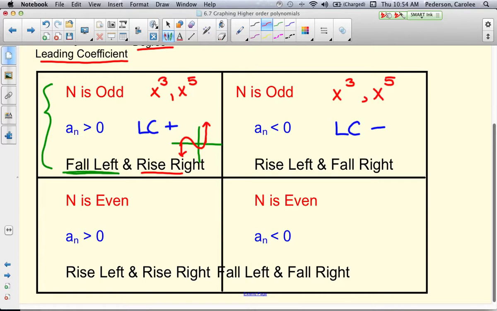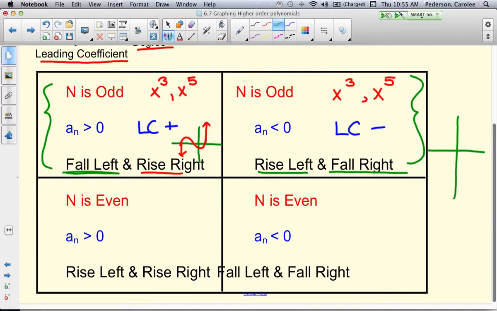All right, the second box in the upper right-hand corner. Let's explain that one. So again, it is a quintic or a cubic function, x to the third, x to the fifth, but now my leading coefficient is negative. So the opposite is going to happen. I'm going to rise on the left side, and I'm going to fall on the right.